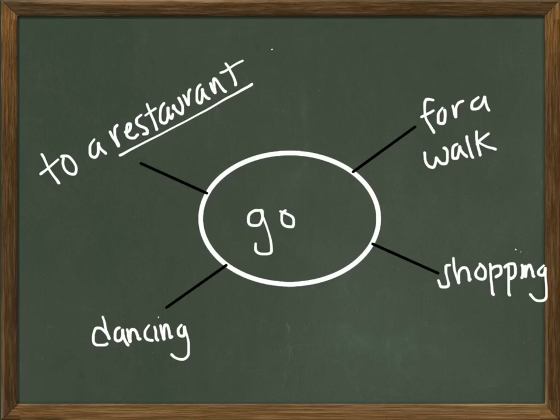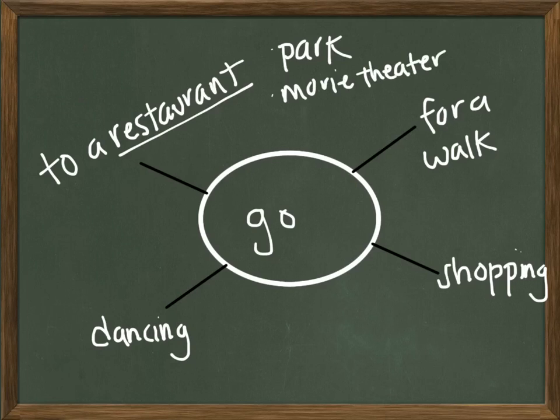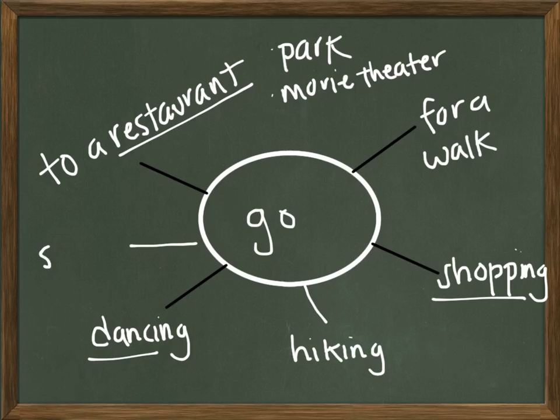We can say a park. We can say go to a movie theater. In the case of shopping and dancing, we have other activities such as go hiking or go swimming.